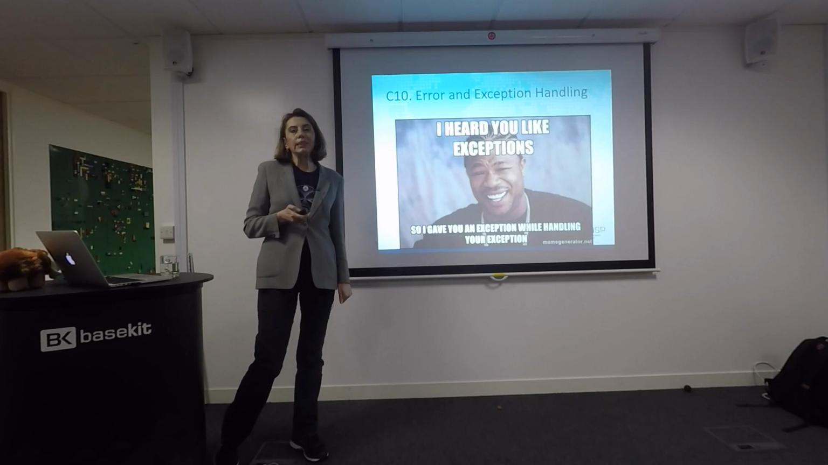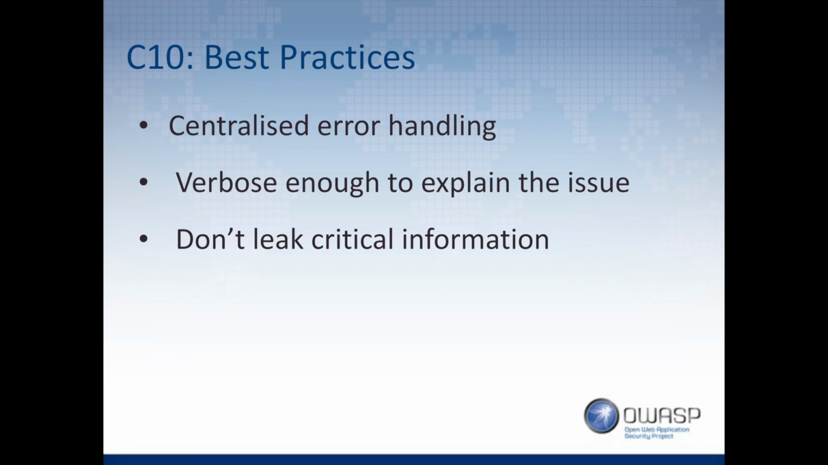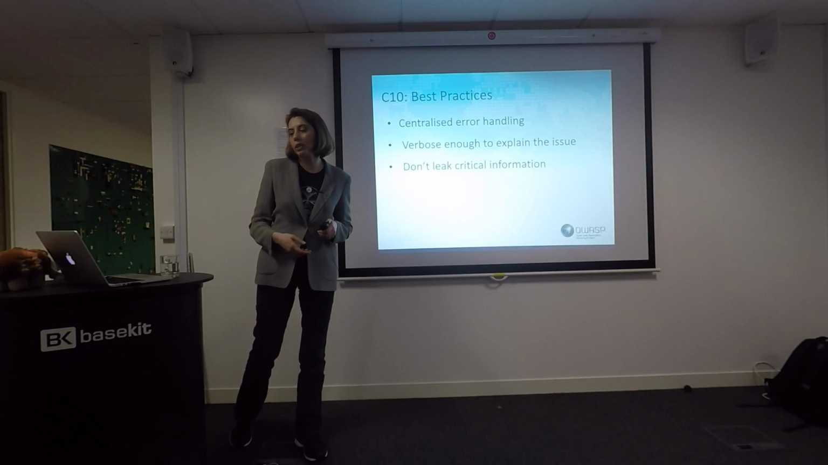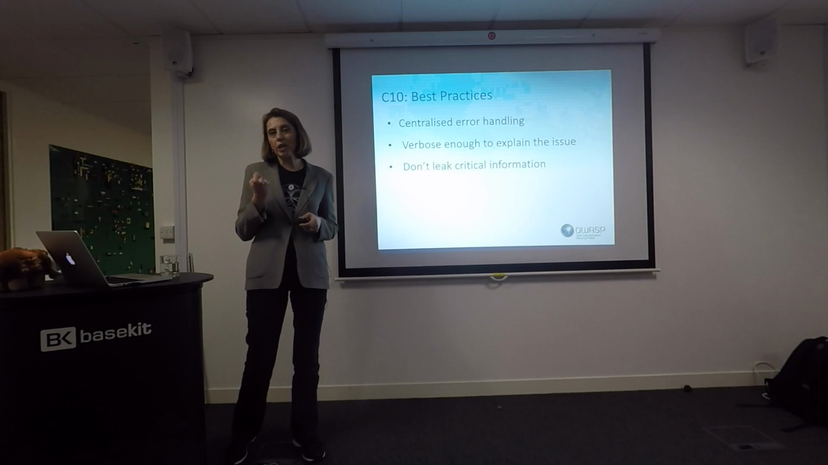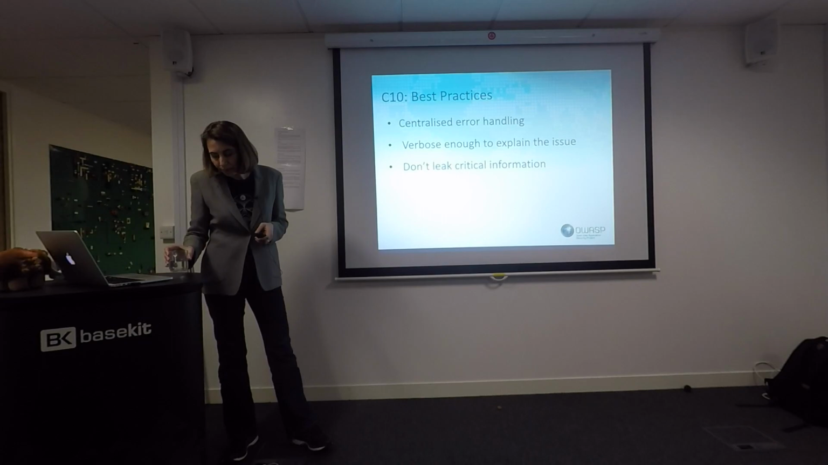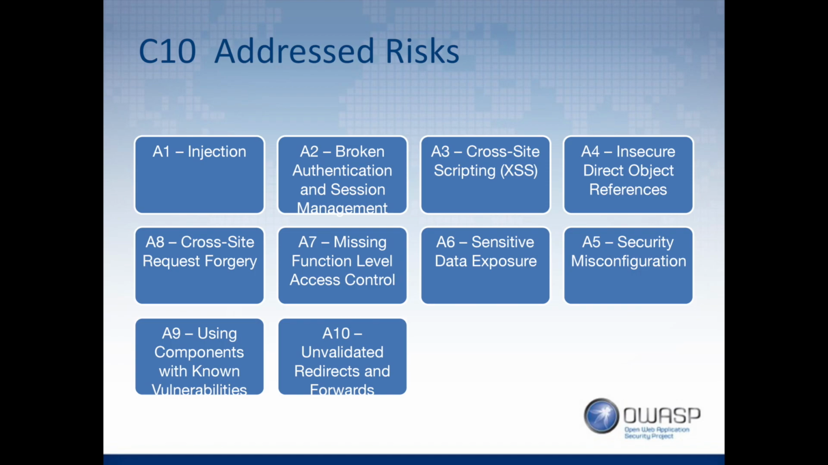When it comes to errors, it is important to have a centralized manner where you manage your errors and exception handling. You give the user enough information to help them continue the activity, but you do not leak information about your application, about the logic of your application or environment. And having in place well-designed error and exception handling can help to prevent all the OWASP top 10 risks.